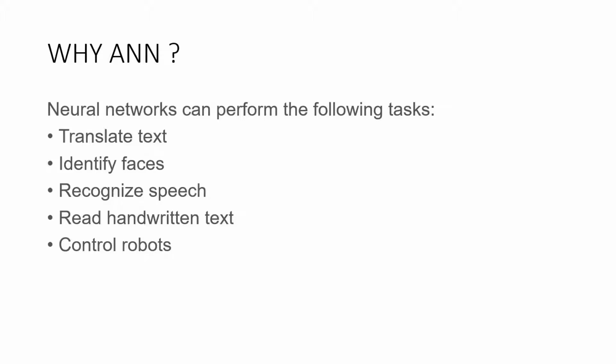Neural networks can perform the following tasks. They can translate text, identify faces, recognize speech, read handwritten text, control robots, and even lots more.